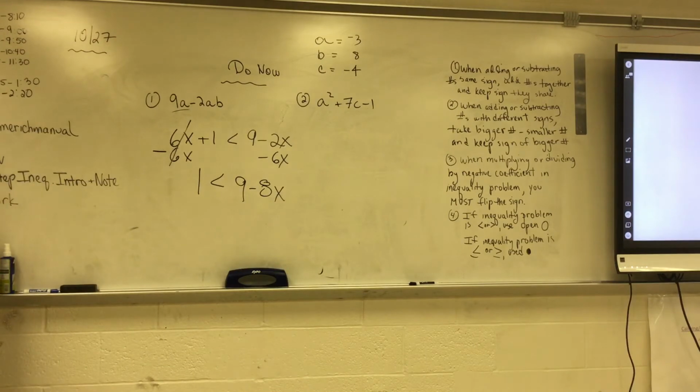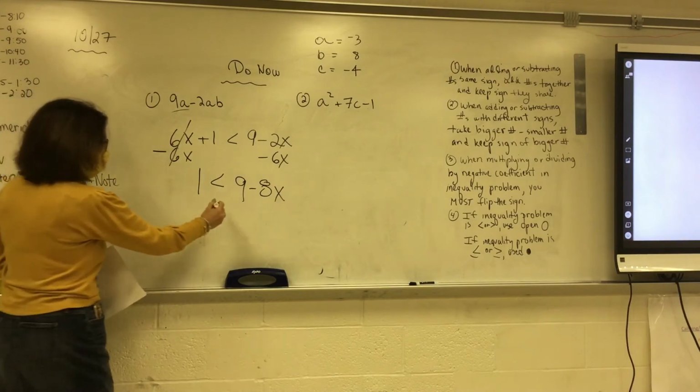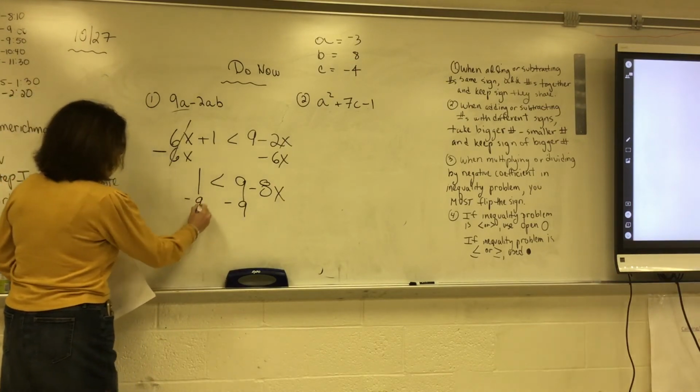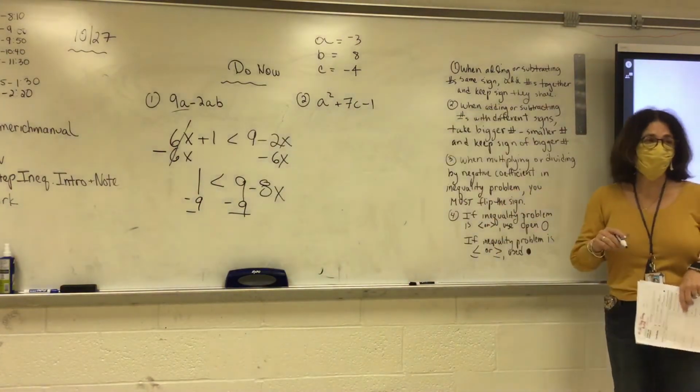How do I move a positive 9? What's the opposite of positive? Subtract. Subtract, because a positive is the same as addition, and subtract is the same as negative. So I'm gonna subtract 9 from both sides.